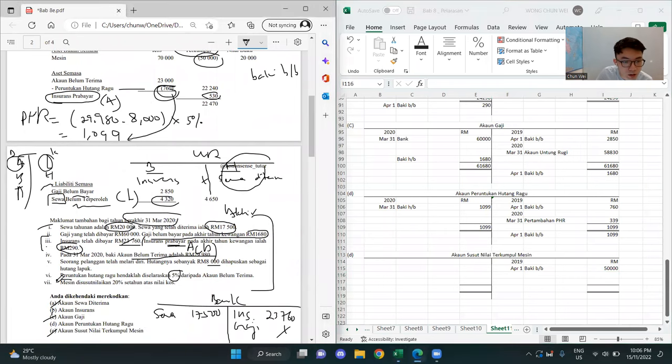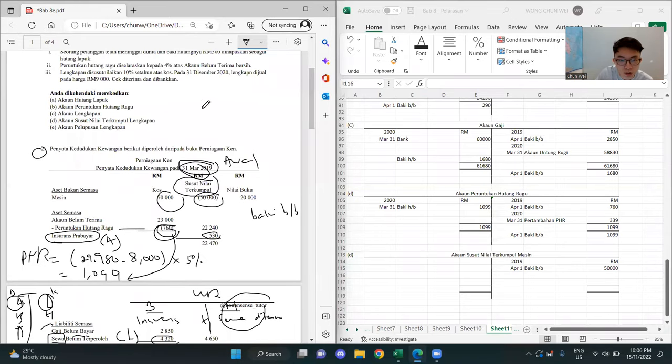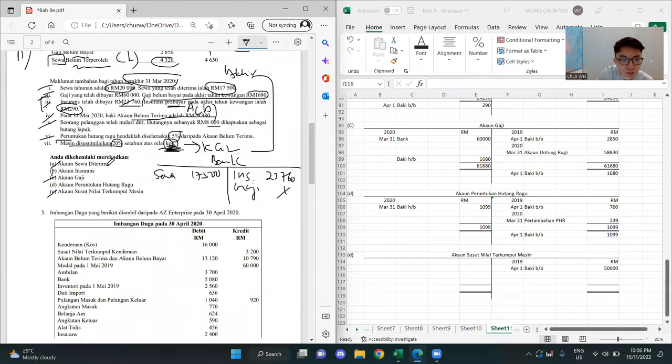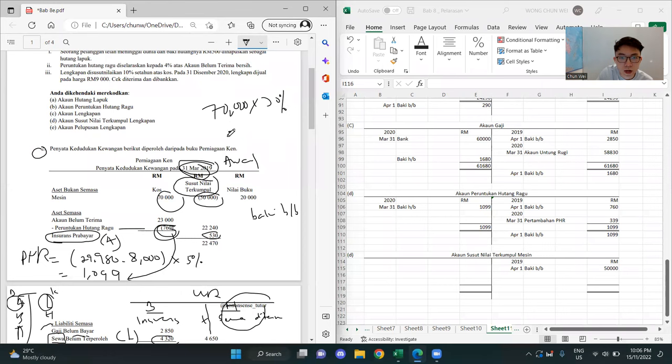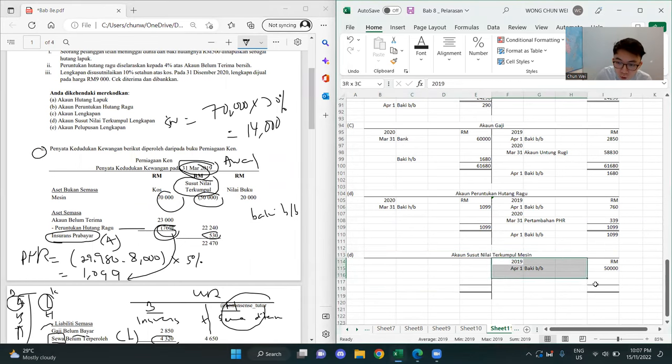They say that the machine, all is already done, right? Siap. Okay, last one. Machine disusutnilaikan 20% setahun atas nilai kos. Bukan nilai buku, nilai kos. So when you see the cost term, maksudnya we are using kaedah garis lurus. How to use kaedah garis lurus? You straight away use the cost, which is the 70,000 times the percentage, which is 20%. How much do you get? You get 14,000 for your Susut Nilai this year. Correct or not? And whenever you get Susut Nilai this year, you have to add into your Susut Nilai Terkumpul. So you credit into your Susut Nilai Terkumpul.